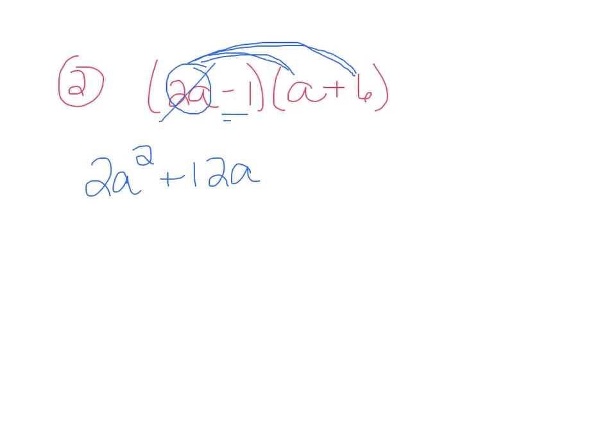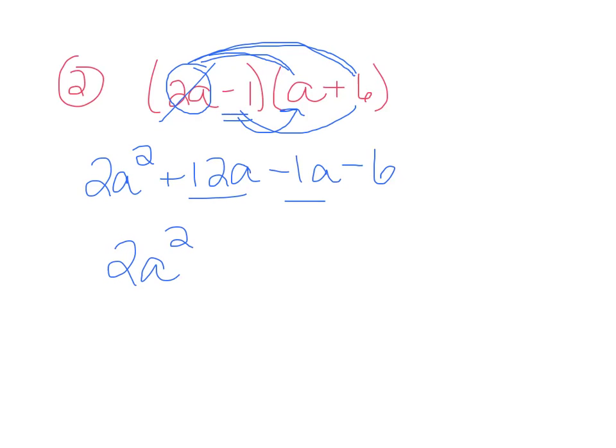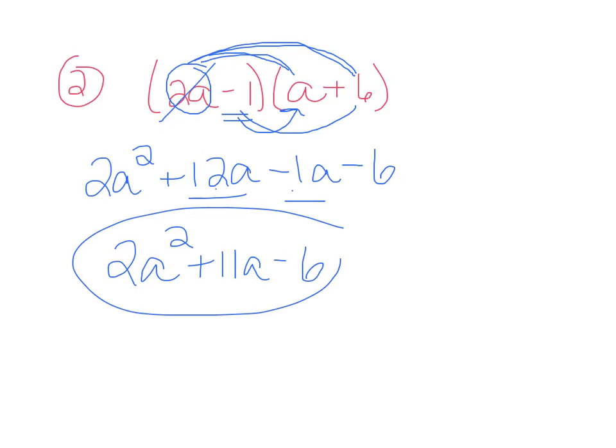Now we need to take this negative 1 and multiply it by the a, and we get negative 1a. And then negative 1 times 6, and we get negative 6. Just like in the previous one, the middle two terms are alike, so we need to combine them. So we have 2a squared, 12a minus 1a is 11a, and then minus 6. And there's your answer.